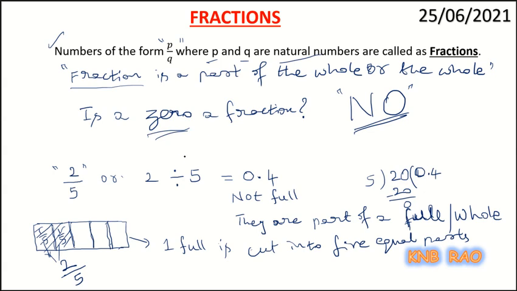Remember, fraction is always a number more than 0, little more than 0, such as 0.000000001. From there it starts, little more than 0, but not equal to 0. And it can be any big number.